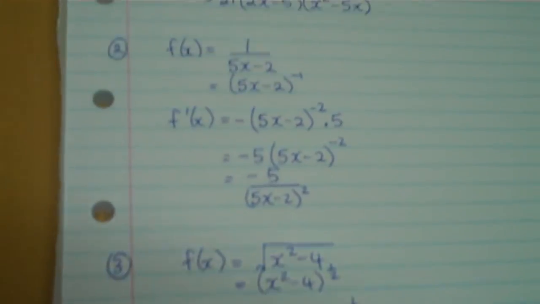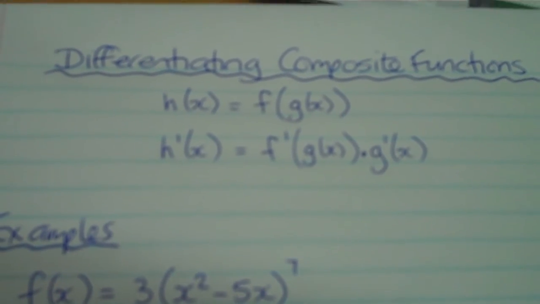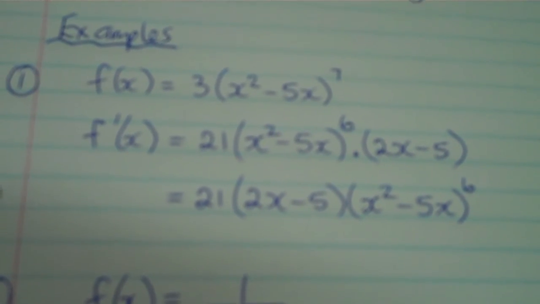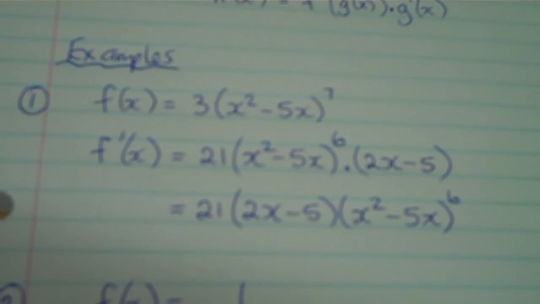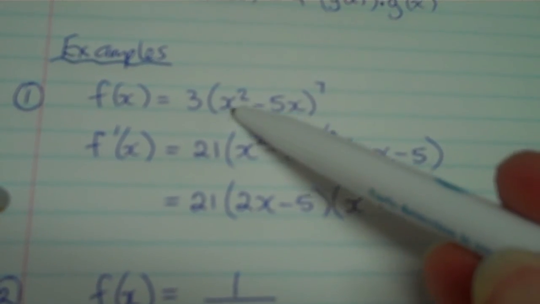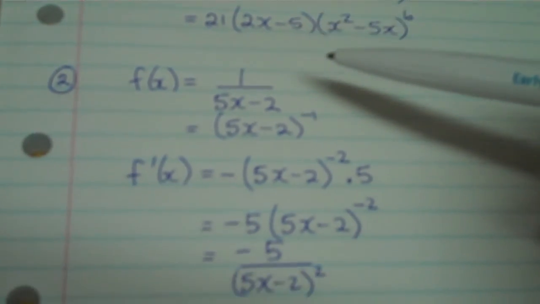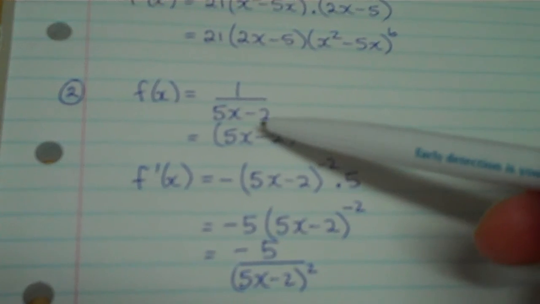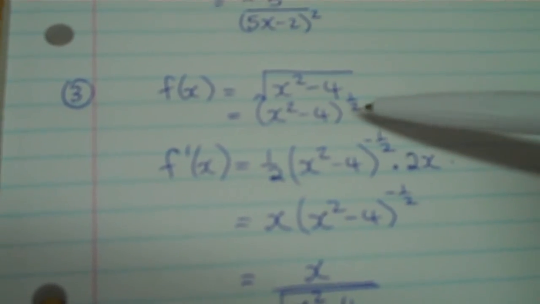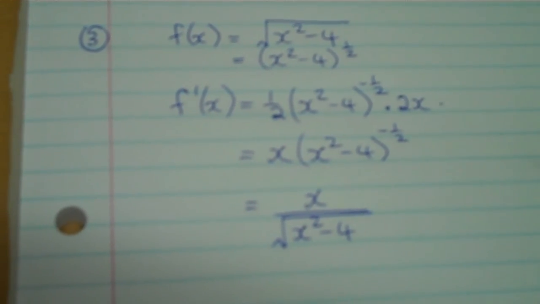So those are just some of the types of examples that you're going to meet in terms of differentiating composite functions. You've got your standard one where you've got the power as the outside function and inside the bracket as the inside function. Then you've got your quotients that you have to use your negative indices for, and your square roots which you have to use your fractional indices for before you can actually differentiate them.